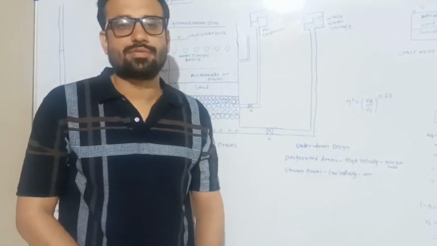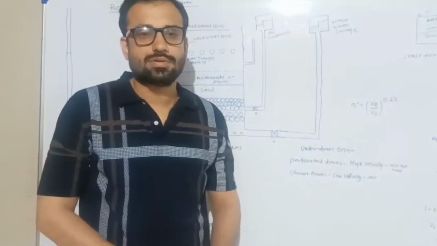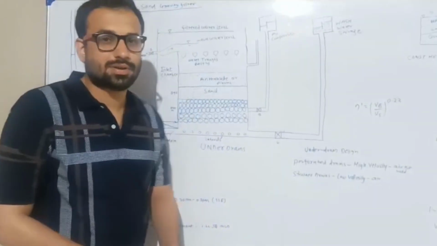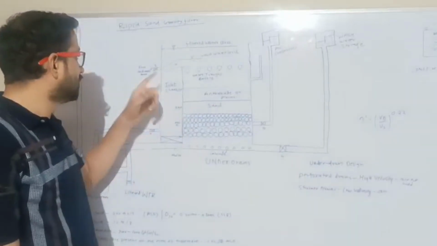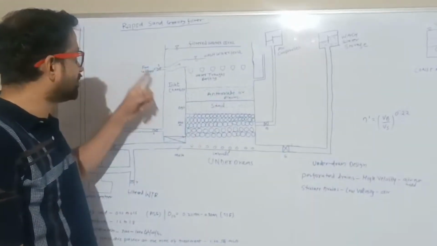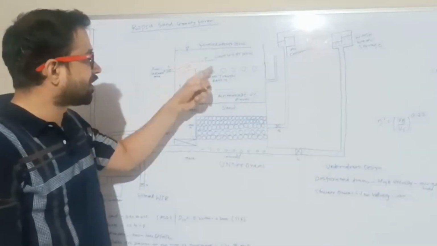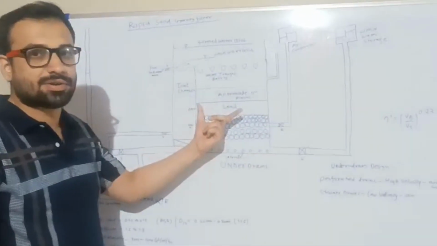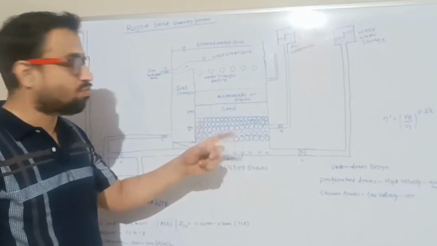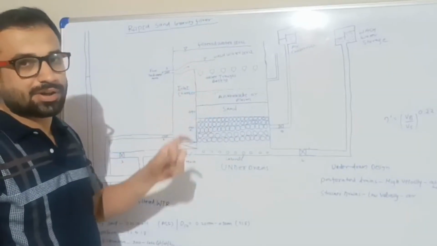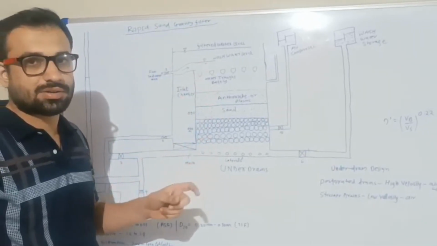Hello everyone, today we have been discussing the rapid sand gravity filter. In the rapid sand gravity filter, the water comes from the sedimentation tank and gets accumulated over the filter media in the filter. The filter media is supported by the gravel layer.